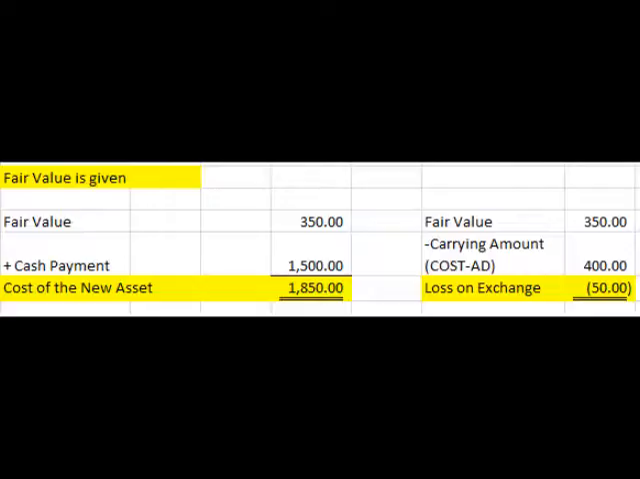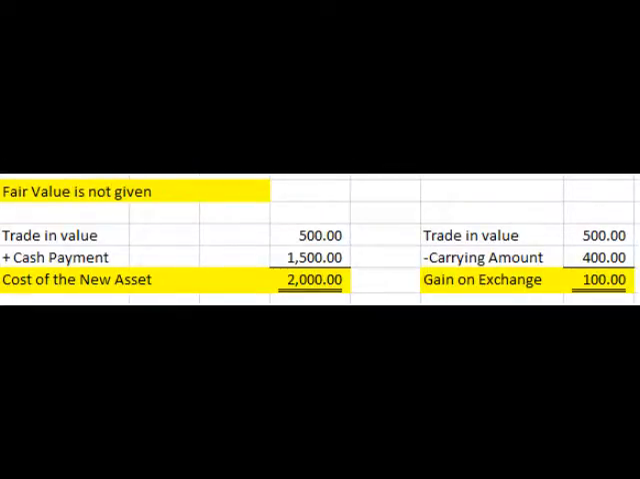Of course, we have to recognize any gain or loss on exchange by getting the difference of the fair value and the carrying amount of the old asset exchanged. In cases where the fair value is not given, we have to use the trade-in value in lieu of the fair value to get the cost of the new asset by adding it to the cash payment. Any gain or loss on exchange must still be recognized by getting the difference of the trade-in value and the carrying amount of the asset.